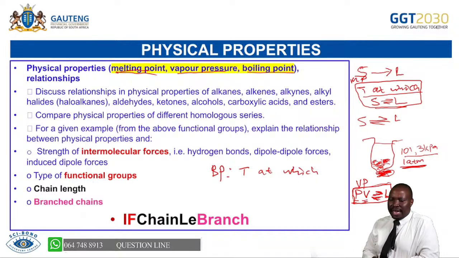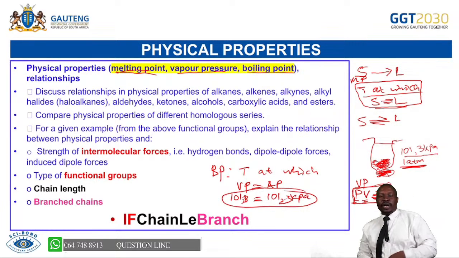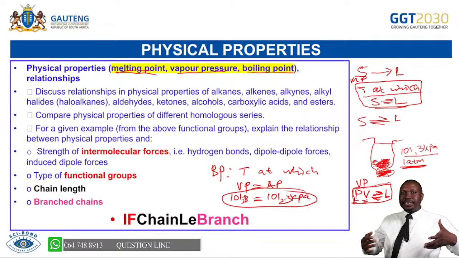And so I'm emphasizing there that it's a temperature at which the vapor pressure, this vapor pressure that we're talking about here in the container, is now equal to atmospheric pressure. How much is atmospheric pressure? It's 101.3 kilopascal. So we are saying when the vapor pressure, the pressure inside the container, becomes 101.3 kilopascals, then when these two are equal, we are saying the substance is boiling.